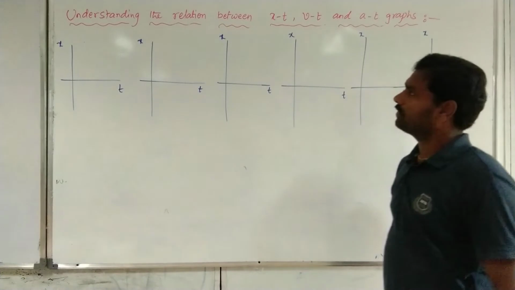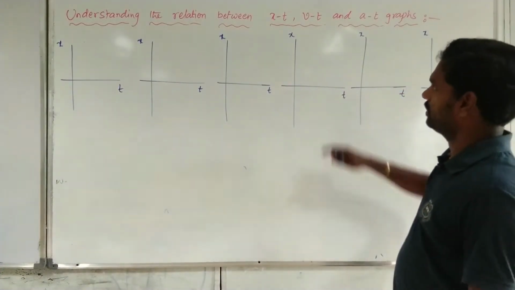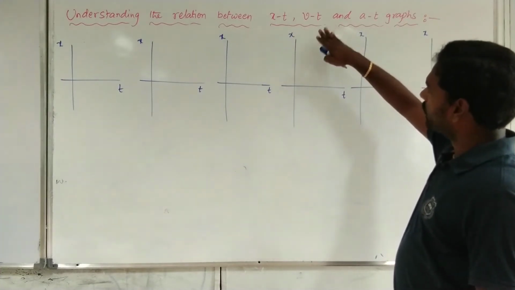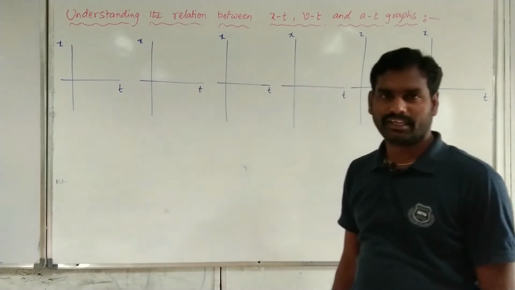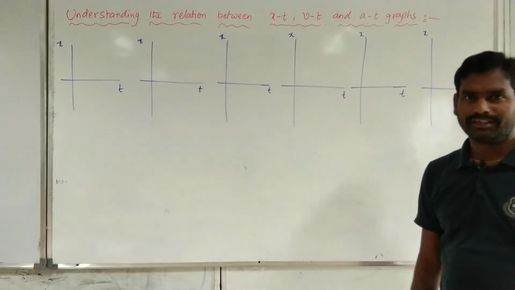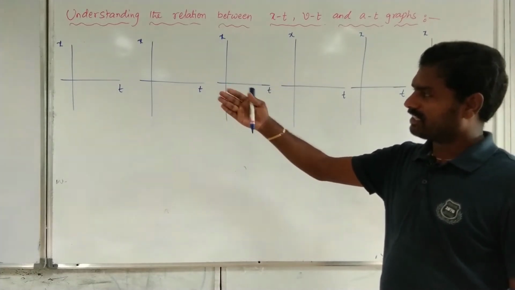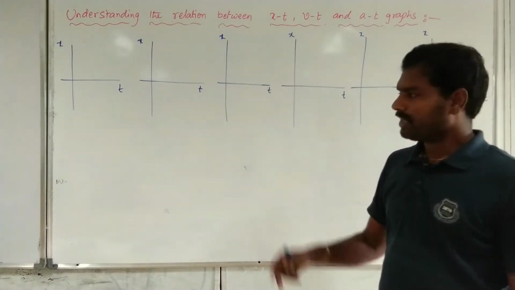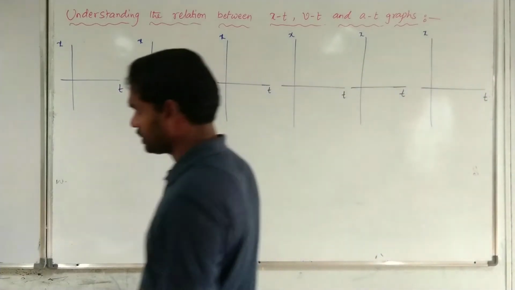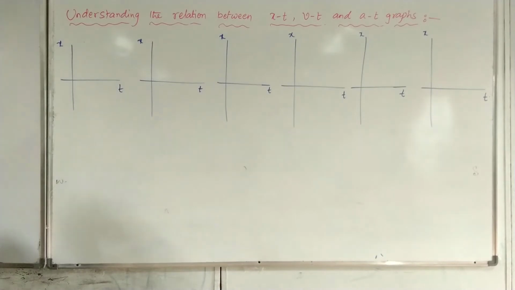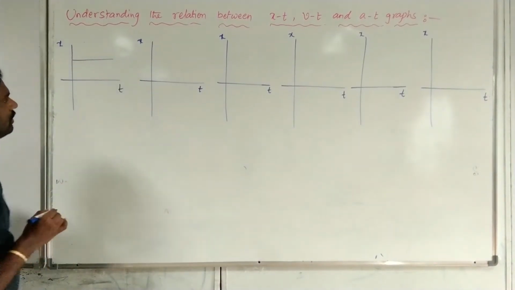Friends, now we are going to discuss understanding the relation between xt, Vt and At graphs. We will see 6 different cases to get a clear picture of what the xt graph is, what the relevant Vt graph is for it, and what the relevant At graph is for it. The acceleration versus time graph is the At graph. The first case is this one.